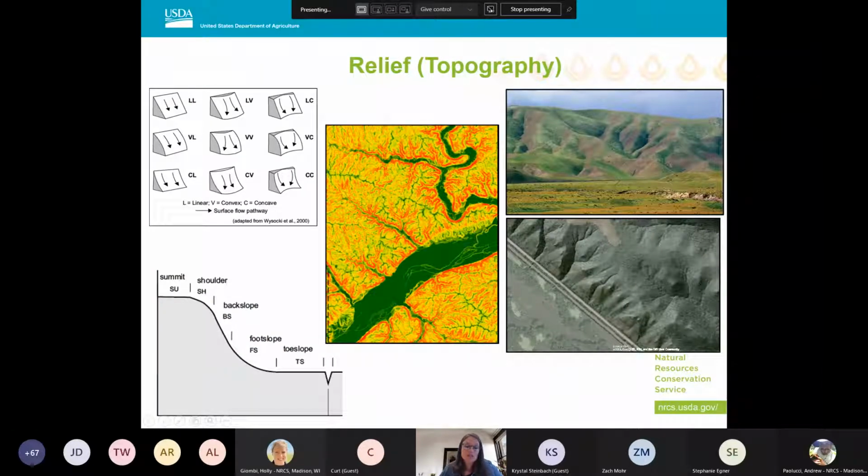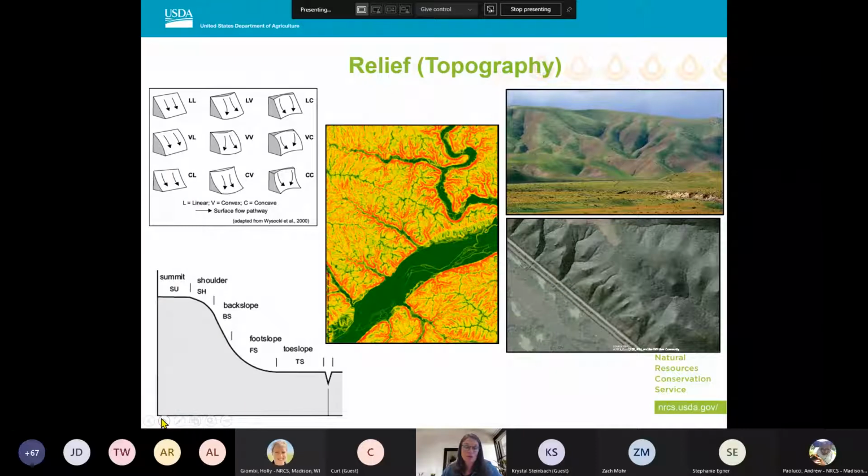All right, elevation, slope percent, slope aspect, slope shape, and the landscape position all impact pedogenesis, the soil formation. Many conservation practices are designed to reduce the slope gradient or percent to minimize soil erosion and increase infiltration rates. So as planners, you really deal with slope percent quite a bit.